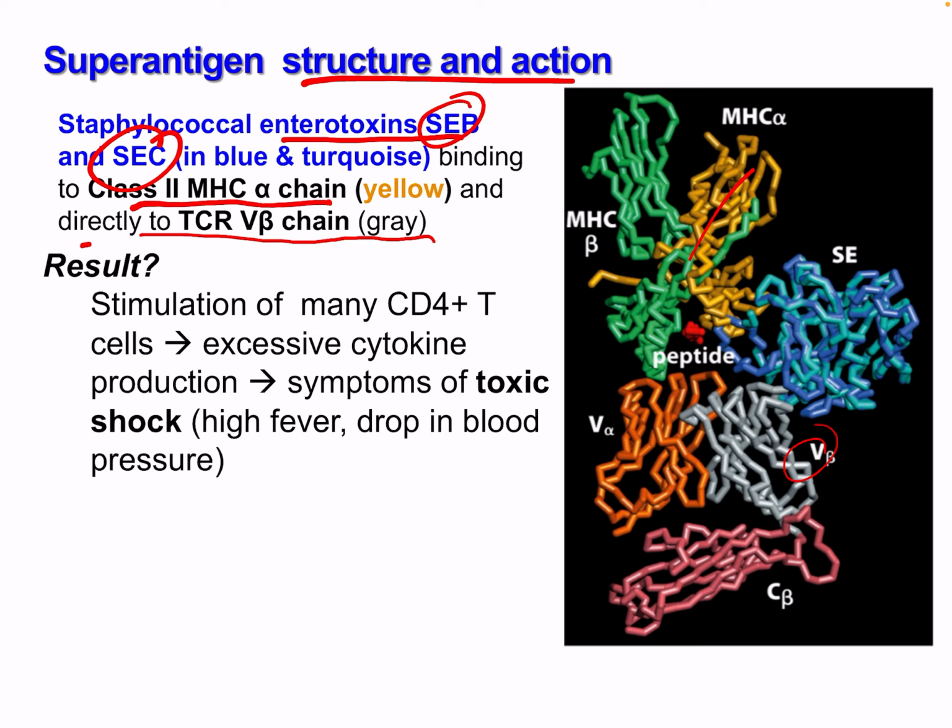The result is stimulation of many T cells and excessive cytokine production, and symptoms of toxic shock, including high fever and a drop in blood pressure. Essentially, these things bind to so many T cells and so strongly that they cause intense activation of our response. A massive amount of T cells get activated, and we basically have a cytokine storm, similar to what was seen and talked about in COVID.